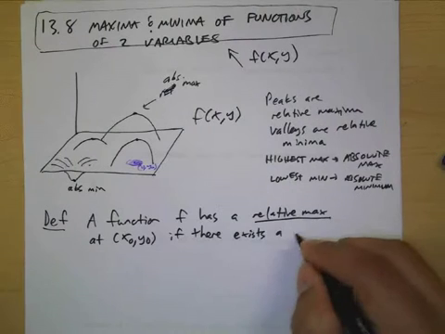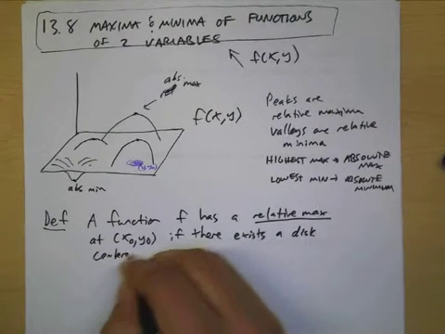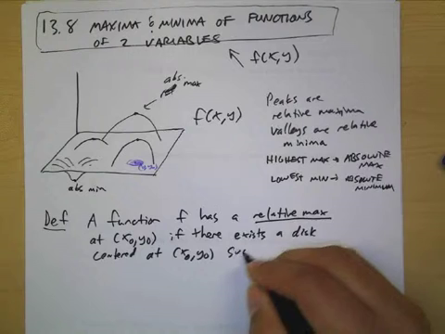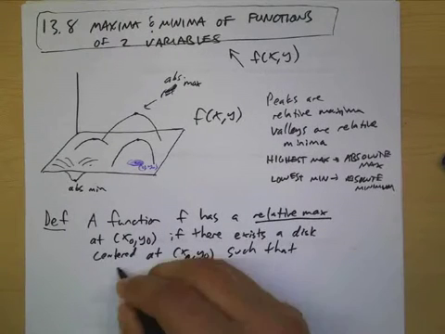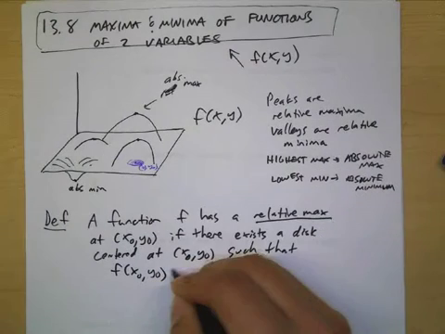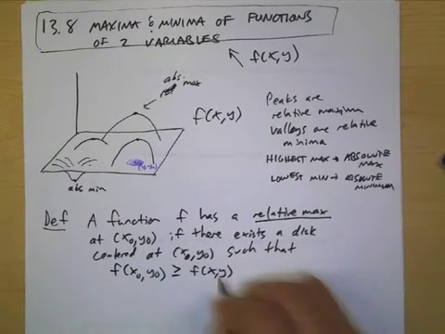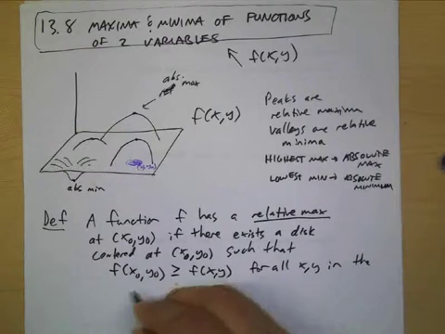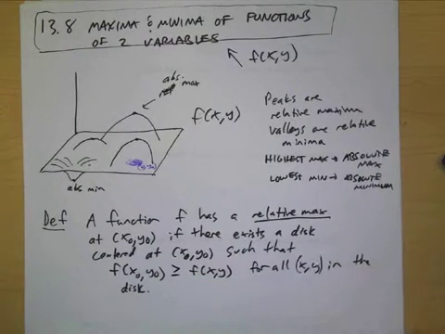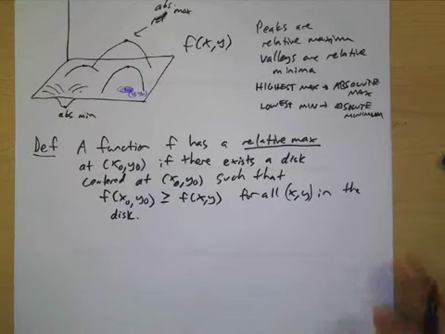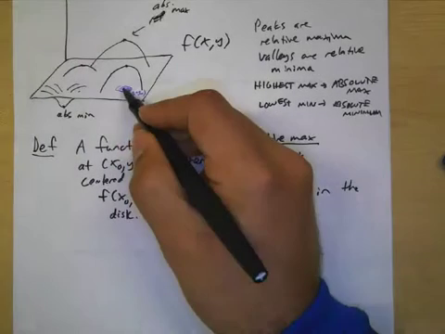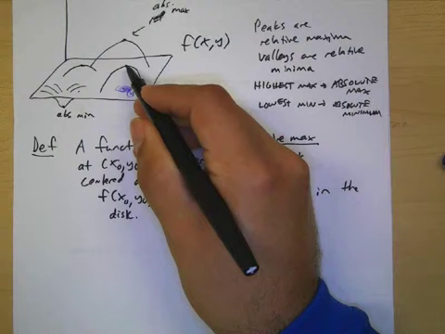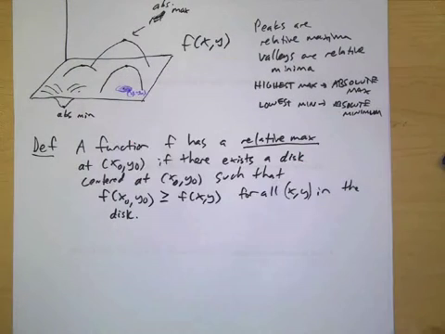So if there exists a disk centered at x naught, y naught, such that f of x naught, y naught will be greater or equal to f of x, y for all x, y in the disk. This is just a fancy way of saying that for this point x naught, y naught, if we're up here at the highest point, then this should be the highest output anywhere near this point. That's all that means.